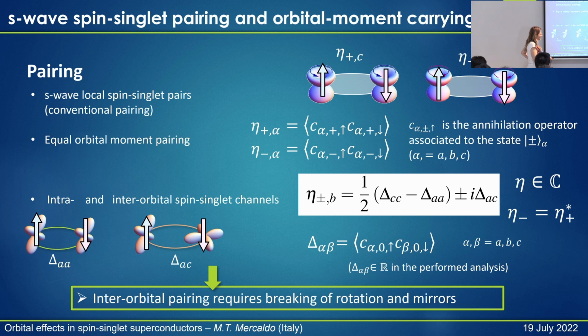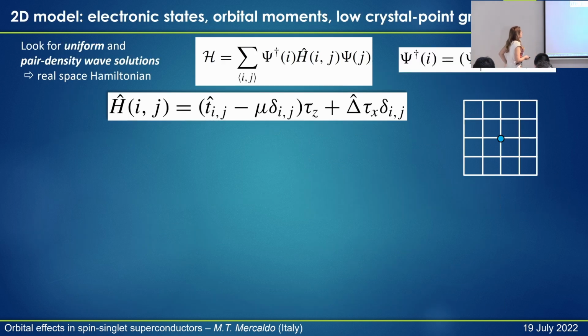In our analysis, these order parameters delta, which are the original, conventional ones, are always real, so this is the real part of eta, and this is the imaginary part of eta. But actually, with the Hamiltonian that I wrote before, we do not have this kind of terms. To have this interorbital pairing, it requires breaking other spatial symmetries. So we need to break also the C4 rotation and also these other mirrors, MZ and MY. So this is the new Hamiltonian we are considering.